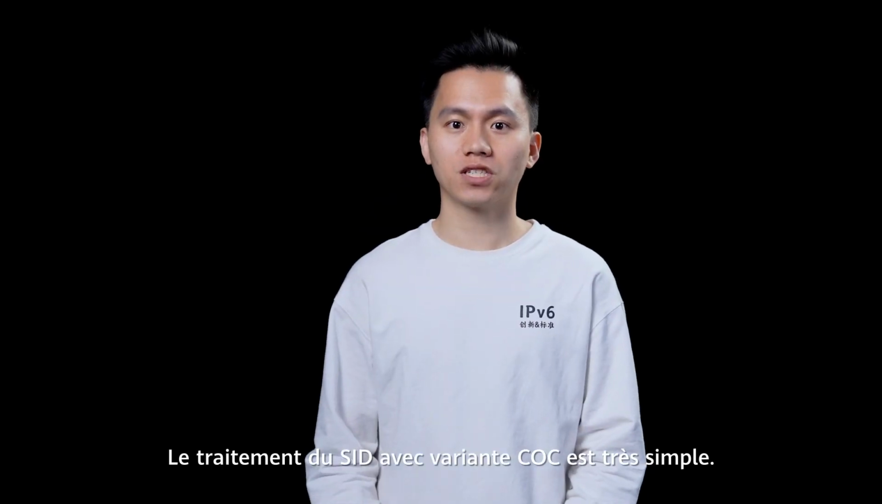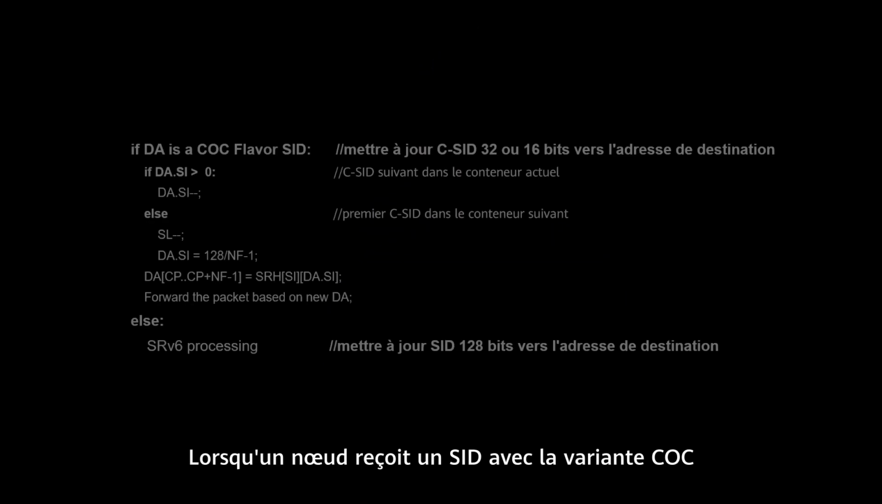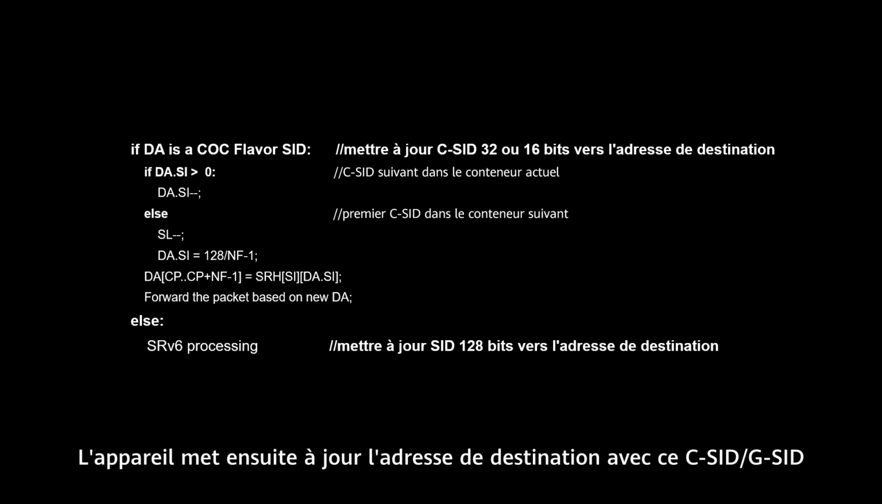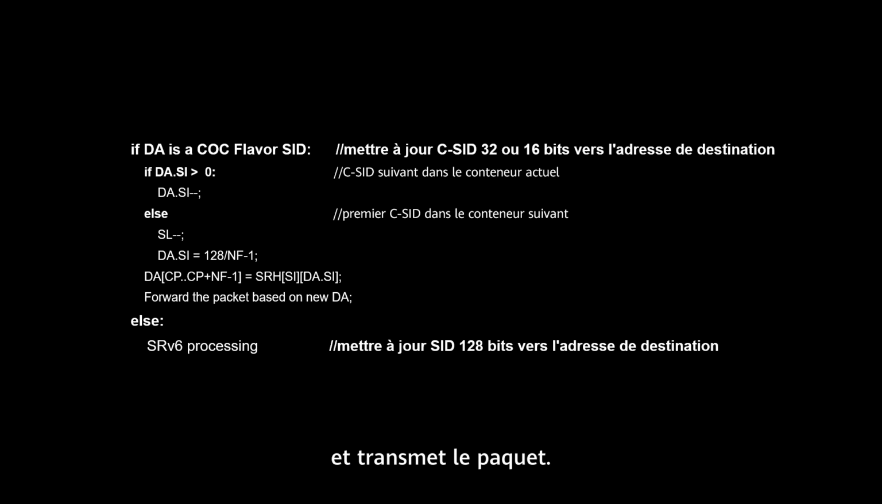The processing of a SID with the CoC flavor is very simple. When a node receives a SID with a CoC flavor, it checks the SI value in the destination address. If the SI value is greater than 0, it means that there are some C-SIDs in the G-SID container to be visited. So in this case, the SI value is decremented by 1 to point to the next C-SID. Then the DA is updated with this C-SID, and the node forwards the packet.